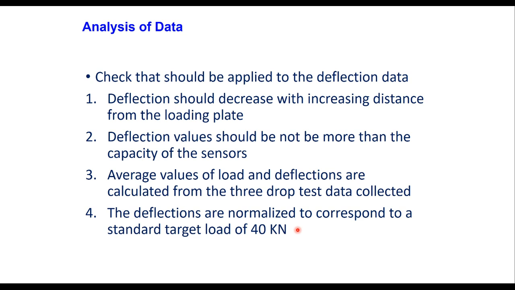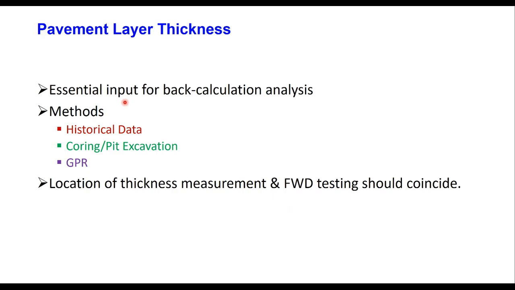Linear interpolation is done. Then the layer thickness is input to the back calculation analysis, and you can find out the layer thickness by any method: from historical data, by taking a core, by making a pit at the site, or using GPR, ground penetrating radar. But pit excavation is the simplest and most accurate method. And one thing that should be kept in mind is that the location of thickness measurement and FWD testing should coincide.